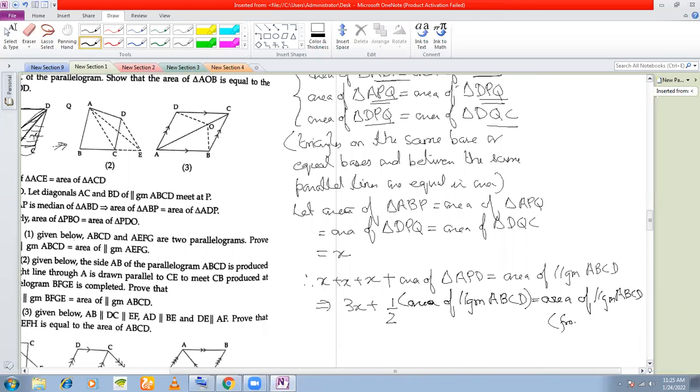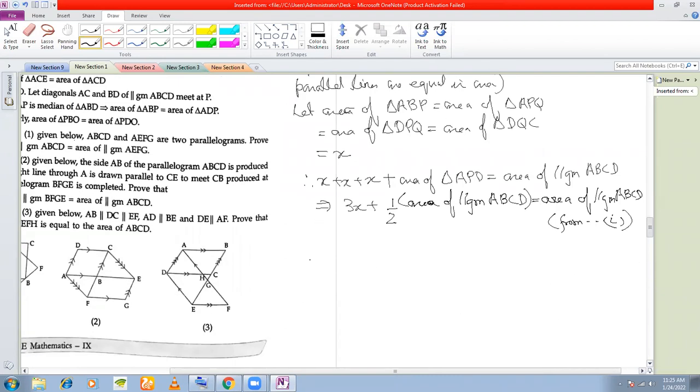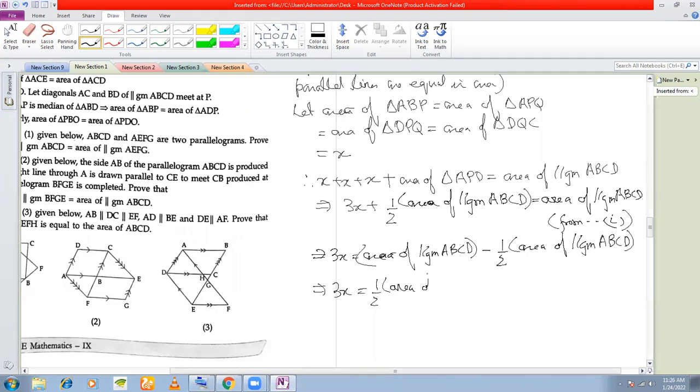Yes, sir. From 1. Right? So how much have we got? We have got 3x is equal to the area of parallelogram ABCD minus half the area of parallelogram ABCD. Right? That means we get 3x is equal to simply half the area of parallelogram ABCD. All of you agree?